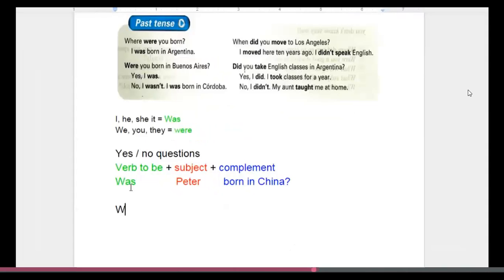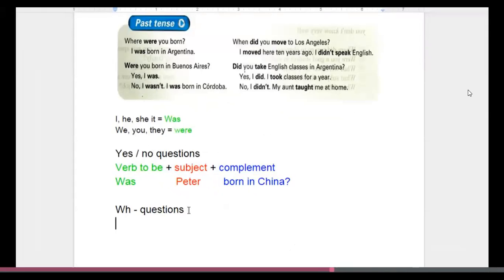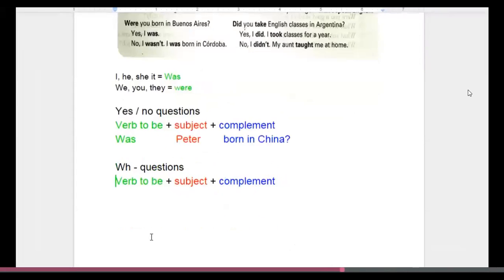So what I want to do now is talk about creating WH questions. In order for us to create WH questions, we're pretty much going to follow the same pattern. As you can see, I'm just going to copy and paste this previous rule here. The only difference in creating WH questions is that I'm going to write some sort of WH word.